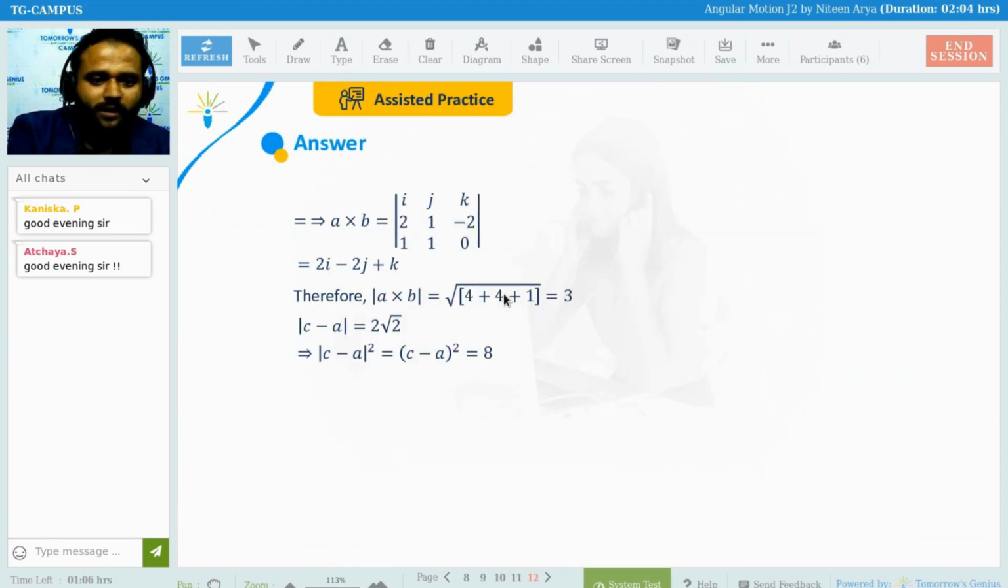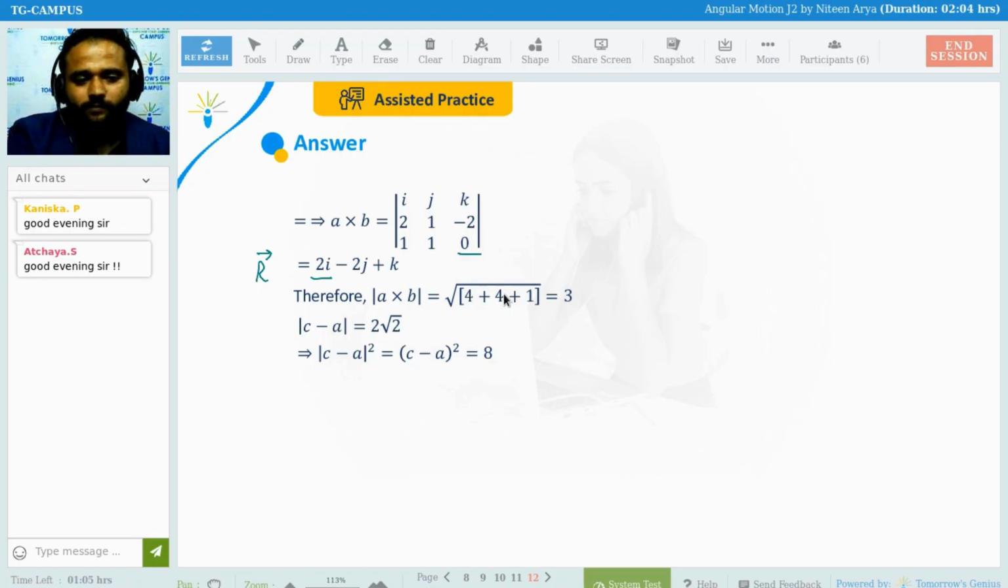As you can see, A cross B you can find in this way, with I, J, K. In B you don't have a K component, so you can put 0 there, right? Then this is your I, J, K resultant vector, and then you can find the magnitude of the resultant vector: 4 plus 4 plus 1, which is 3. Got it? So this is the resultant vector.